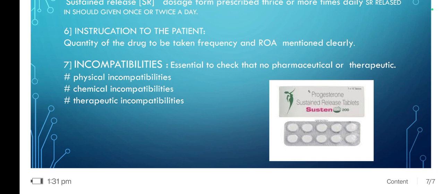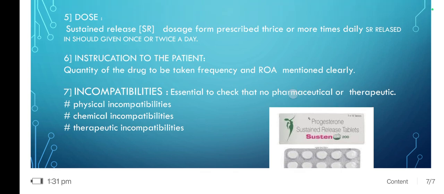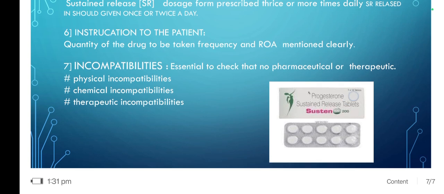Next, incompatibilities. It is essential to check that there is no pharmaceutical or therapeutic incompatibility. They are classified into physical incompatibility, chemical incompatibility, and therapeutic incompatibility, and sustained release tablets. An example is progesterone sustained release tablets, 200 mg.